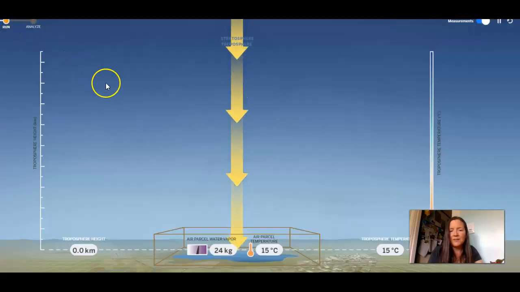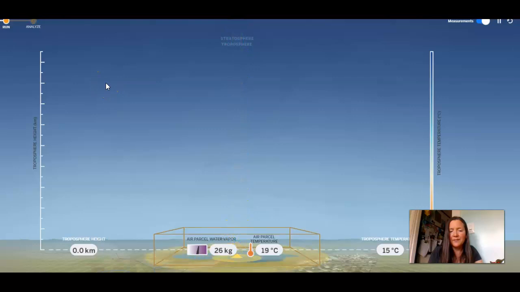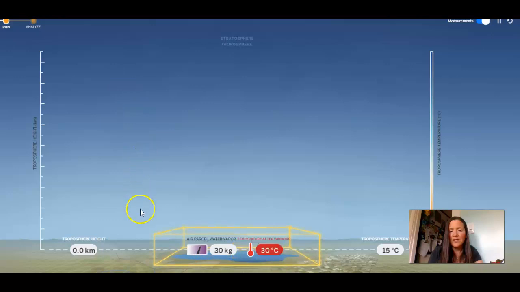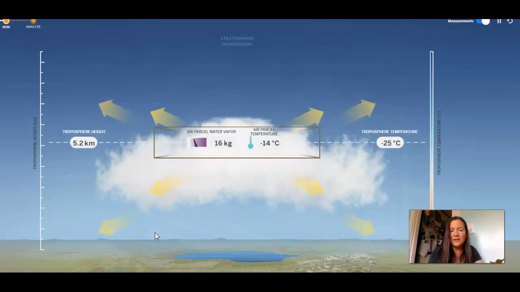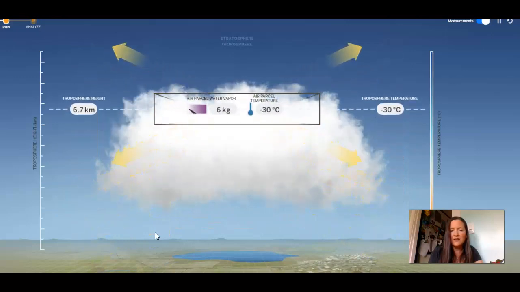All right, see what's happening. All right, we're gathering our water vapor. We've got our temperature. Whoa, I saw some wind. That time I was paying attention. It was fast. All right, so now we're done.